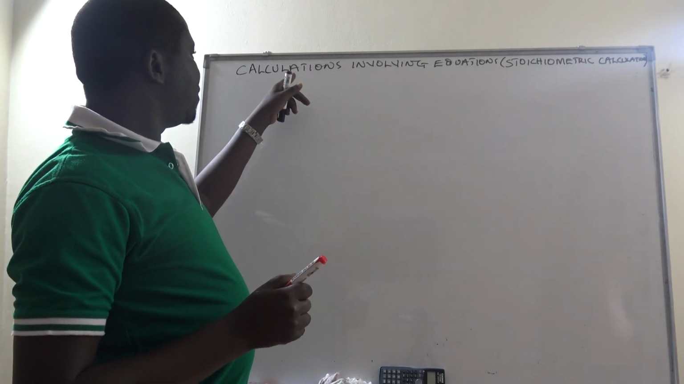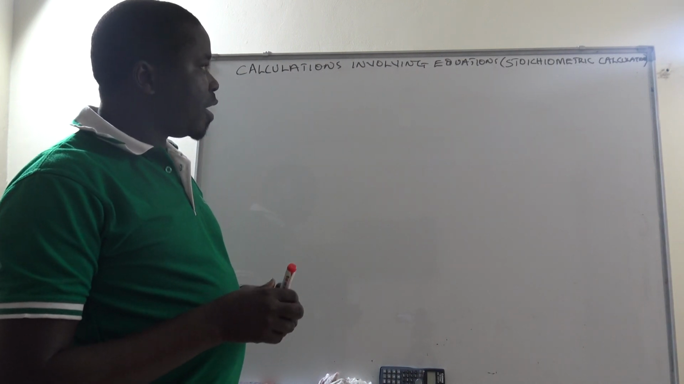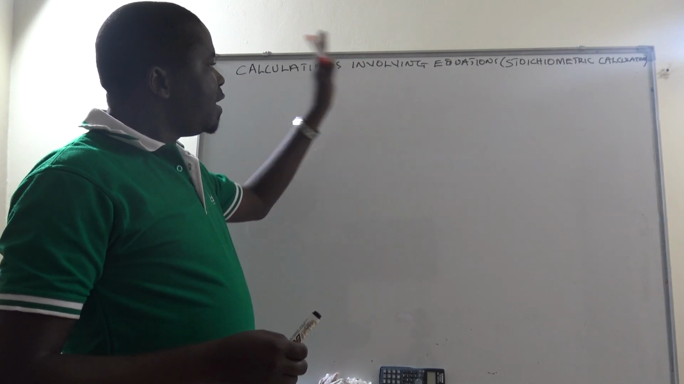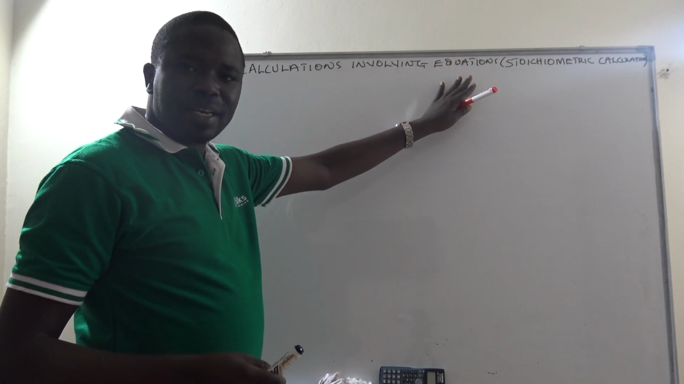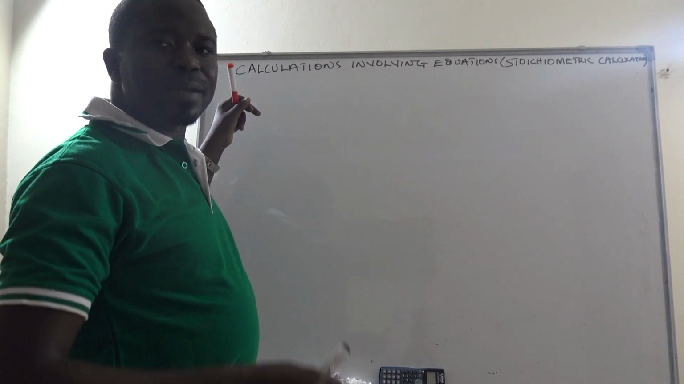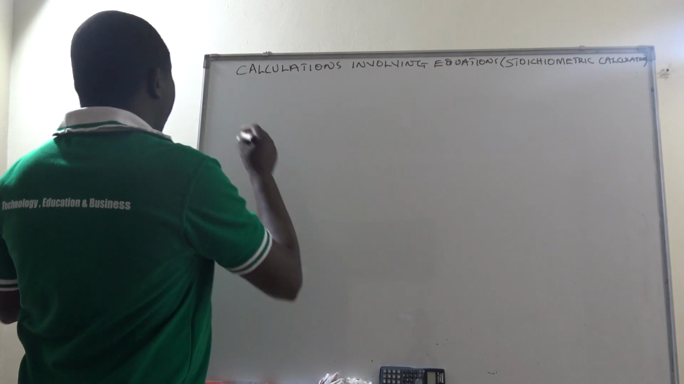We are going to continue with the calculation involving equations, that is the stoichiometric calculations. So in this session, we are going to see, if some volume of carbon dioxide, or the volume of a gas has been produced, what could be the mass of the substance that produced that volume? So let us look at some examples here.